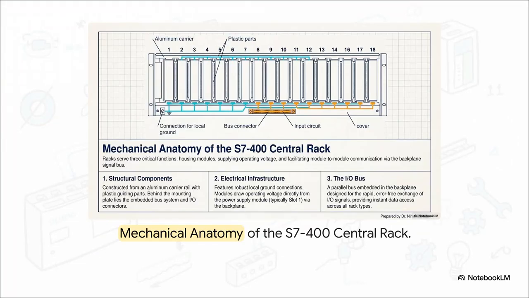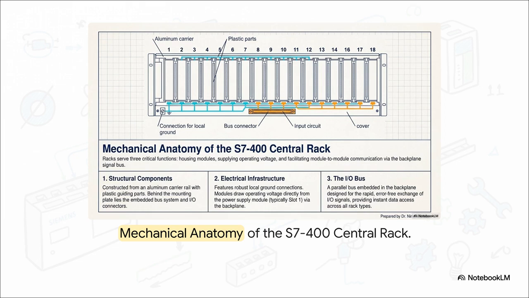Okay, I want you to imagine looking directly behind the mounting plate of an S7 400 central rack. That underlying architecture actually serves 3 completely indispensable functions. First off, it's the structural backbone, using this really sturdy aluminum carrier rail with precise plastic guiding parts to hold everything together. Second, it provides the electrical infrastructure. We're talking robust local ground connections and pulling operating voltage directly from the power supply module, which, by the way, you'll almost always find anchored right there in slot 1. And third, it houses the I/O bus.